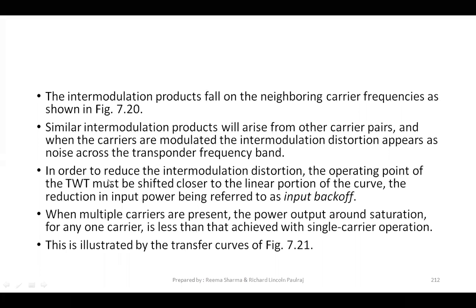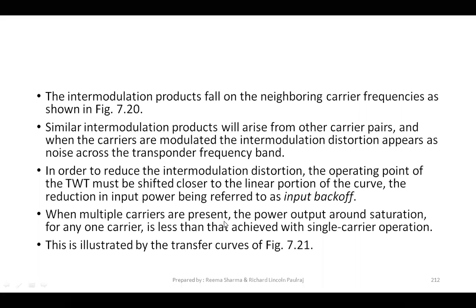In order to reduce the intermodulation distortion, the point must be shifted closer to the linear curve. The reduction in input power is referred to as input backoff. This is an important concept which will be asked many times in your examinations. What is meant by input backoff? What is meant by output backoff? Explain this concept with the help of a graph.